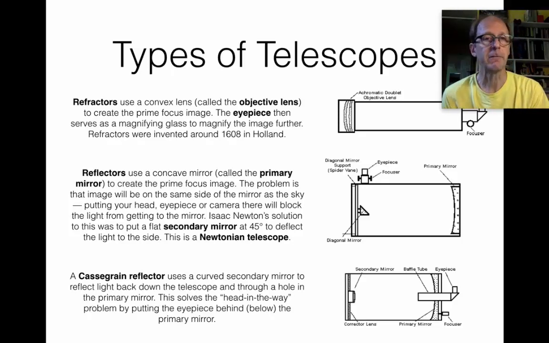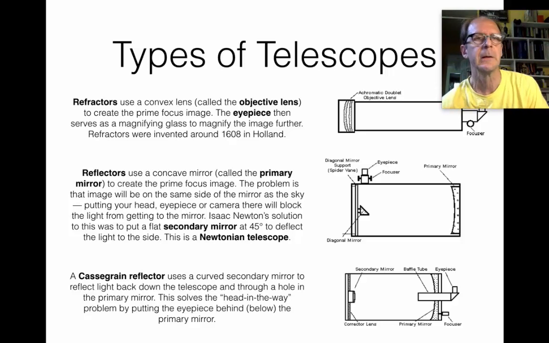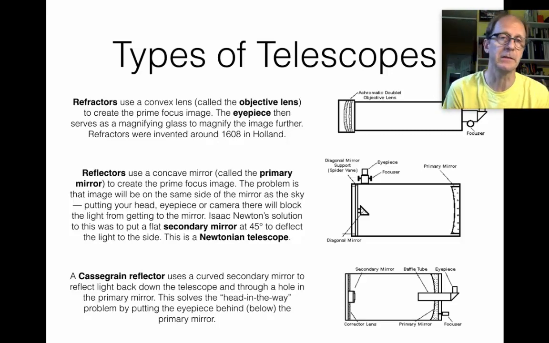First off, already mentioned, refractors use a convex lens. Usually that's called the objective lens because it's at the end of the telescope that's closest to the object. And the eyepiece at the other end, if you're using an eyepiece instead of a camera, serves as a magnifying glass to look at the image created by the objective lens. There's a common misconception that Galileo invented the telescope. He did not. There are several people who are in the running for having invented the telescope, but it was about the year 1608 in Holland.